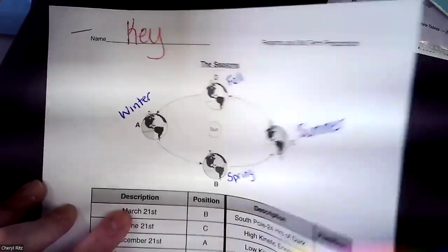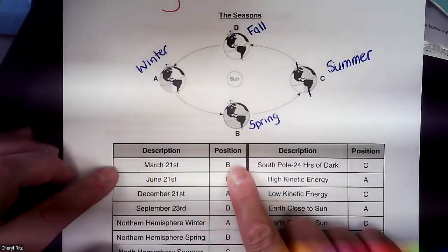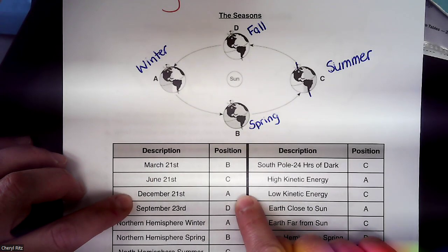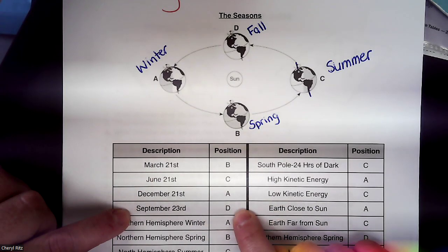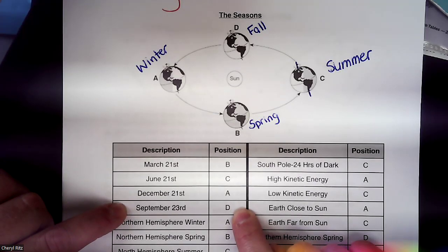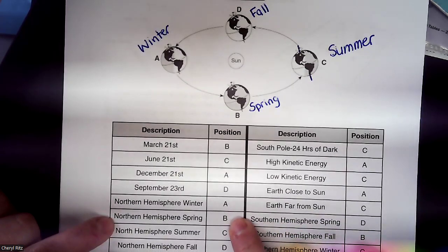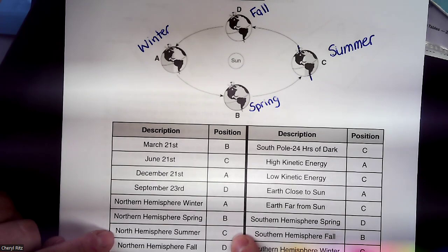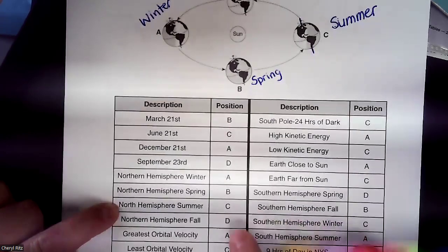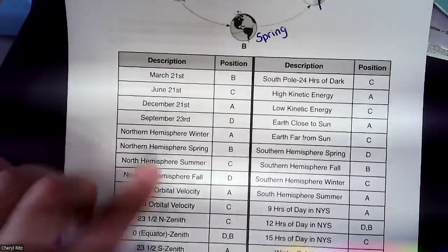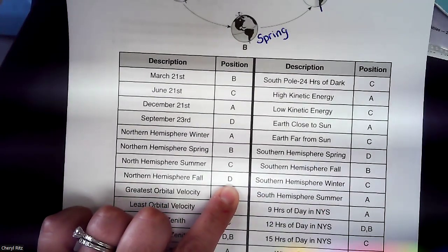So which one is March 21st? That should be B. June 21st, C. December 21st, A. December 23rd, D. Any issues with either of those? All right, Northern Hemisphere winter, A. Northern Hemisphere spring, B. Northern Hemisphere summer, C. Northern Hemisphere fall, D. Any issues up till there?